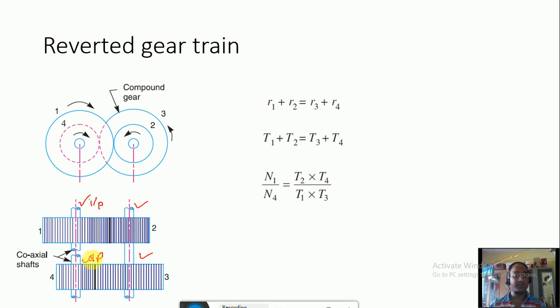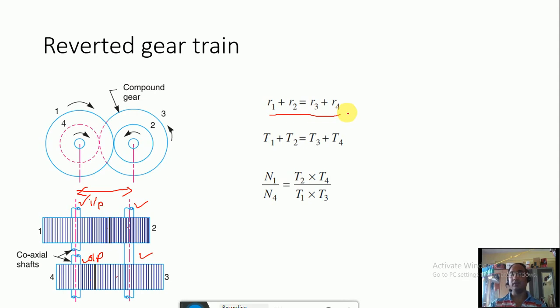Now what is the benefit you will get out of this reverted gear train? For the number of gears and number of speeds, you have a very compact design. So this is the advantage of the reverted gear train. You can see the distance between the two shafts is always constant. Therefore, R1 plus R2 must be equal to R3 plus R4. So we have written it over here.